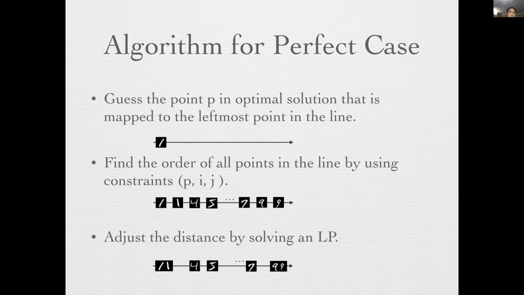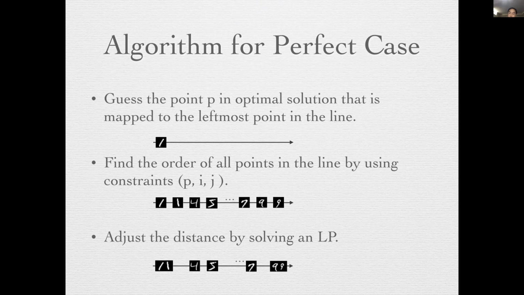After we construct all the orders, we need to adjust the distance of all the points by solving an LP. This LP is built by using all the information of the constraints, except for Pij, and any feasible solution of the LP would provide us the optimal solution that satisfies all the constraints.